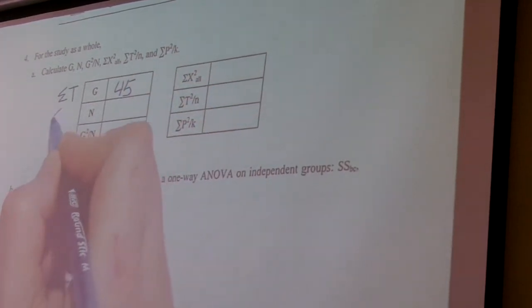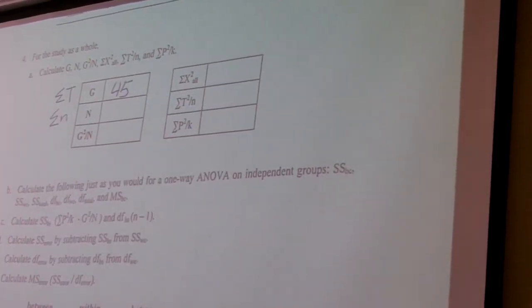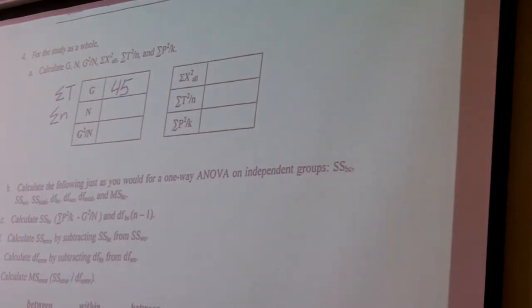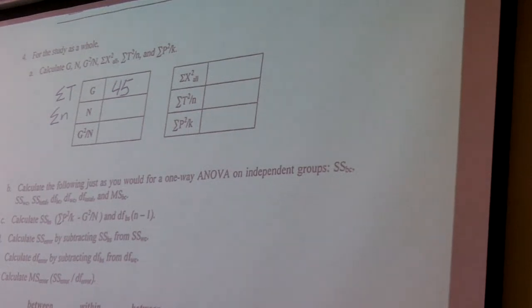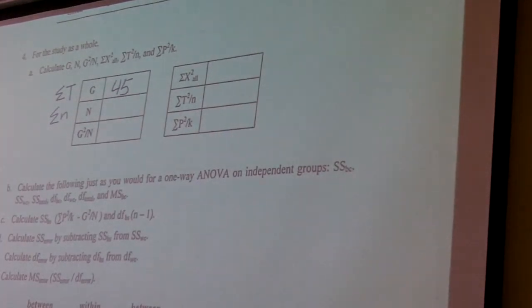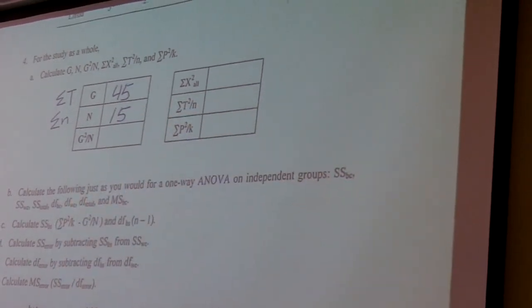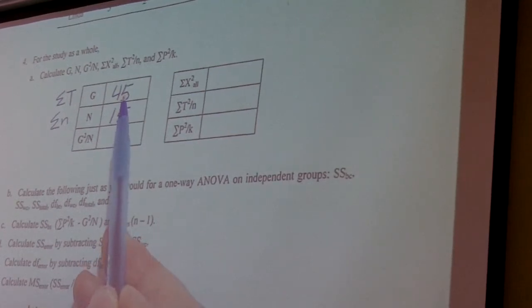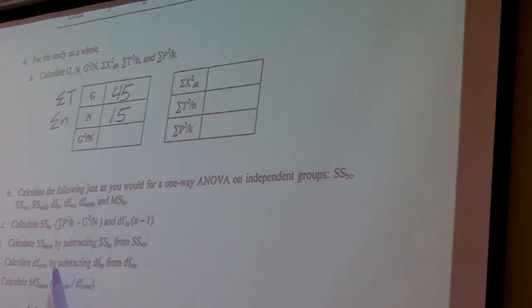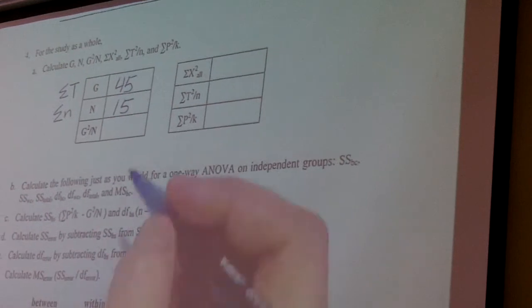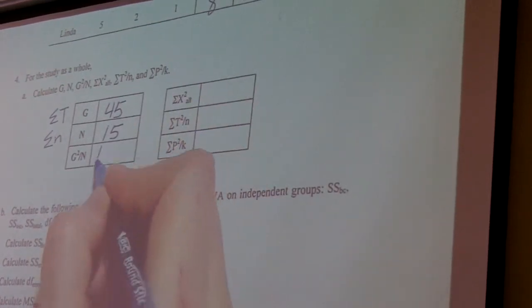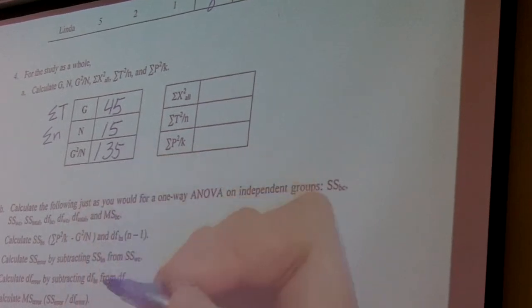Now, n, big N, is the sum of all the little n's, right? We're pooling. This is our pooling phase. So sum of all the little n's, well, we know it's 5 in every condition. I've already said that. So 5 plus 5 plus 5. Yeah, 15. Okay, so now if I do G squared, 45 squared over big N, what do I get? 135. Yes. It's 135.